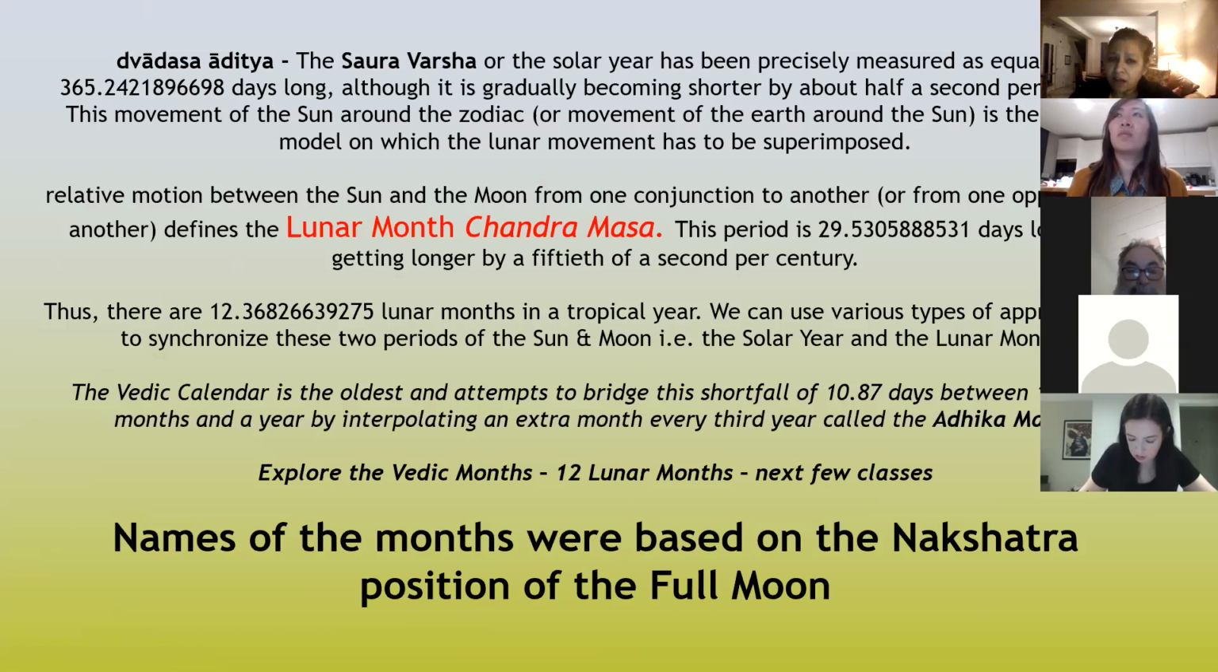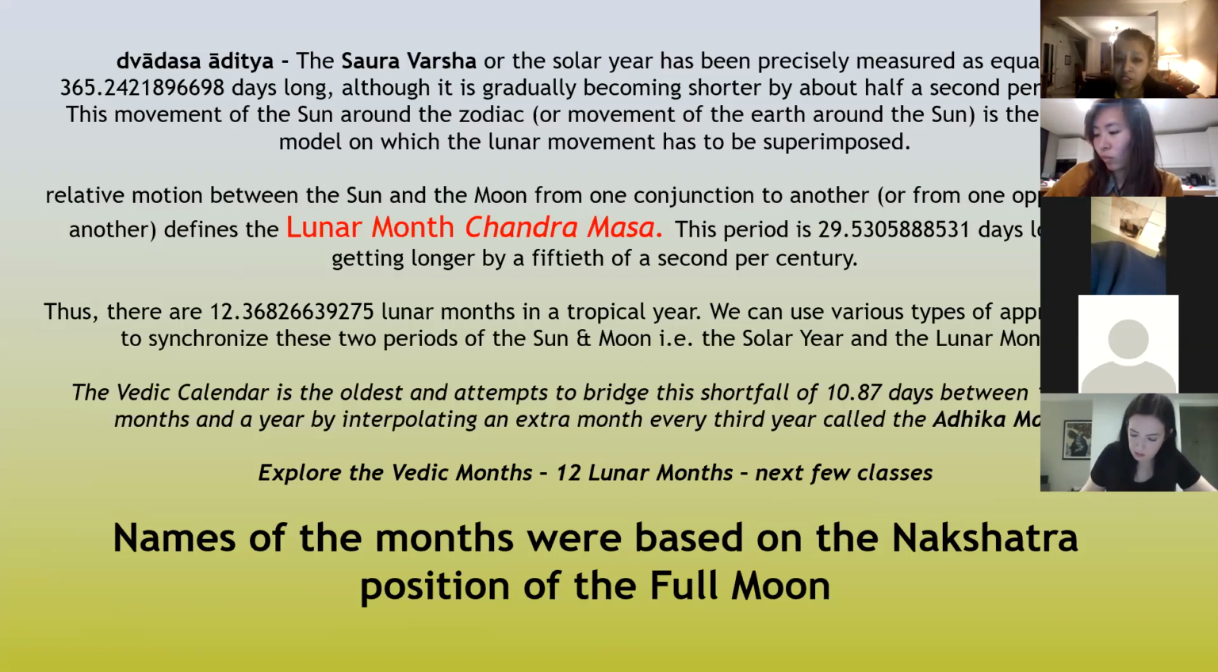But here the Saura Varsha, a year, Saura being to do with solar, is measured as equal to 365.242 days long, and it is becoming gradually shorter by about half a second per century. So this is the movement of the sun, well actually the movement of earth around the sun. Now there are 2 motions in keeping in line with this particular solar year. There are 2 particular motions of the moon that we have a way of looking at. One is the sun moon conjunction that happens every month. The other one is the nakshatras, where the moon passes through each nakshatra per day, and that is another way. It also has its own little calculations.